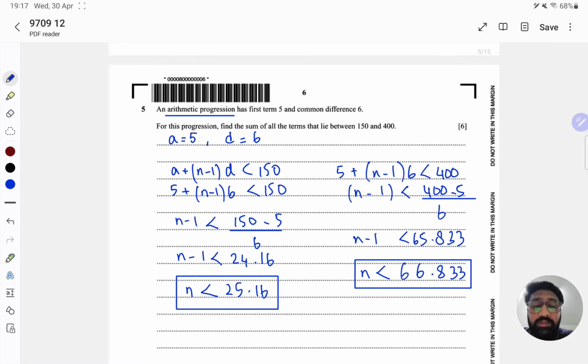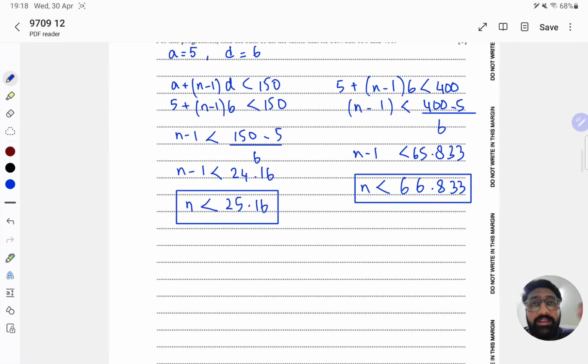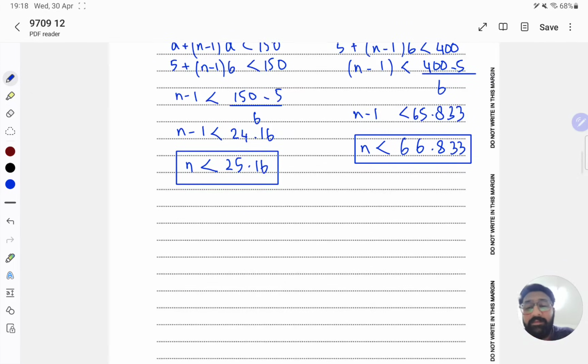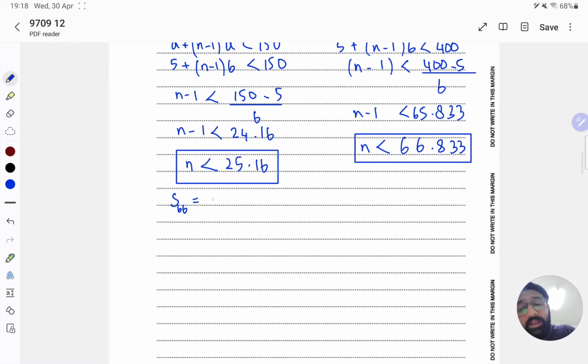So we need to find the sum, and obviously the value of n has to be an integer. So we need to find the sum between the 25th term and the 66th term. We will find the sum of the first 66 terms. The formula is n divided by 2 bracket 2 times a, which is 5, plus n minus 1 into d.